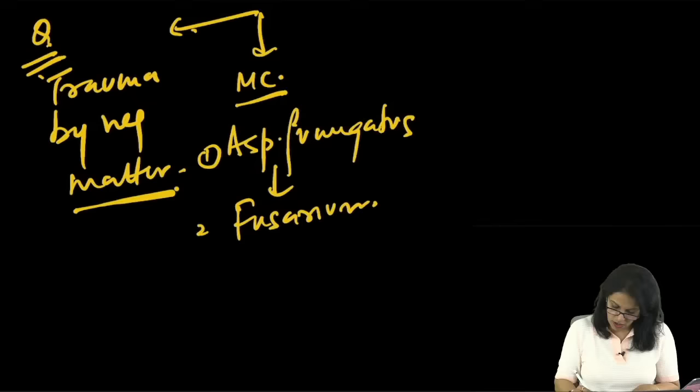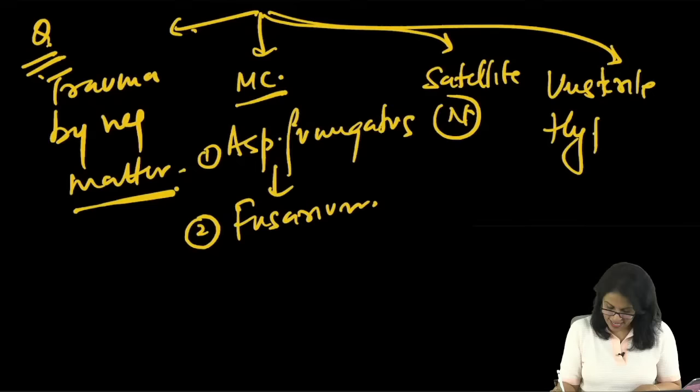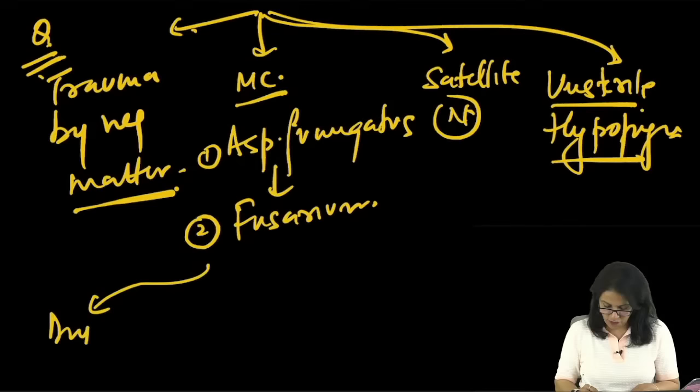Okay? We come to the next. Next question was about satellite nodules. We should know this. Next question again about unsterile hypopyon. One of you asked me about this just now. So you can see the fungus inside the hypopyon. Unsterile. The ulcer has a dry, rough look.